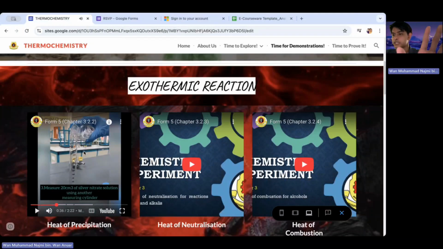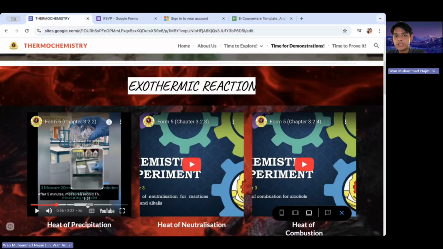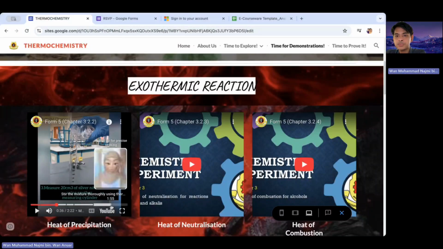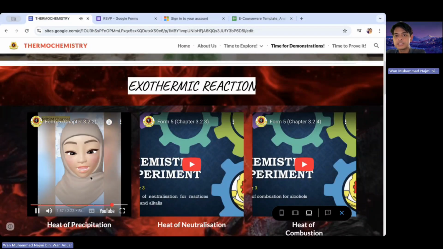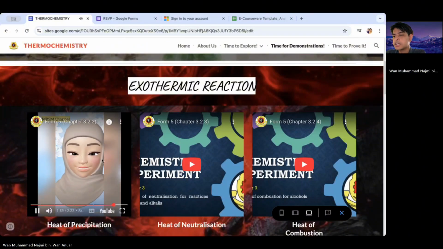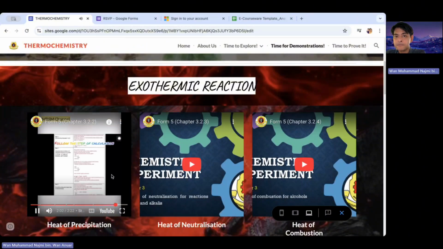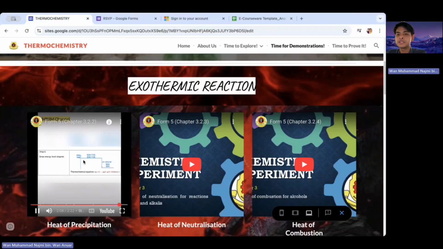So this is the procedure for the experiment, in order for you and your teacher to do it in your school. In the video also, they show you the explanation. So this is the explanation regarding the experiment that relates to our subtopic just now, which is exothermic. Same goes for the heat of neutralization and also heat of combustion. These three videos show the same things.